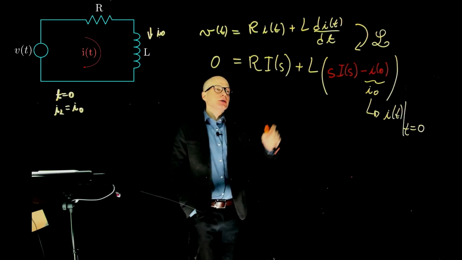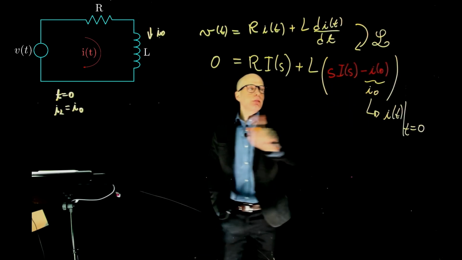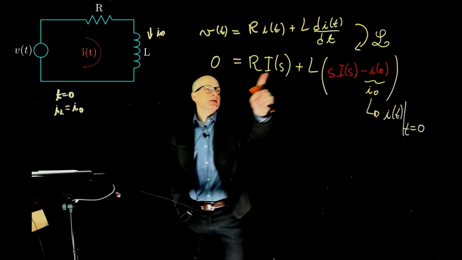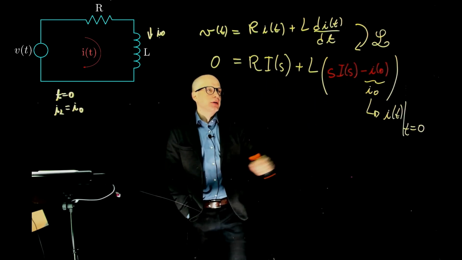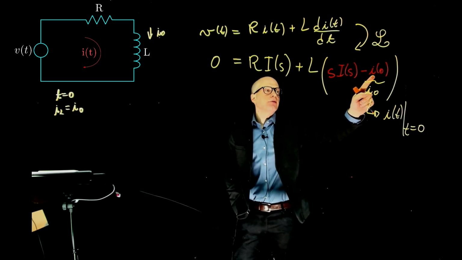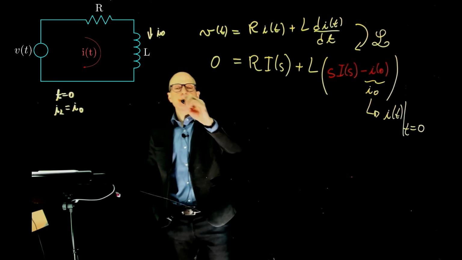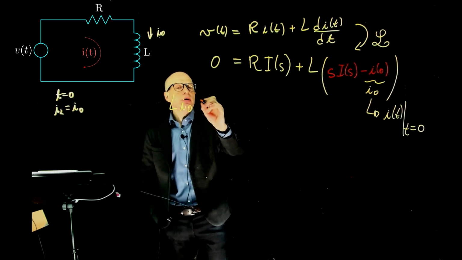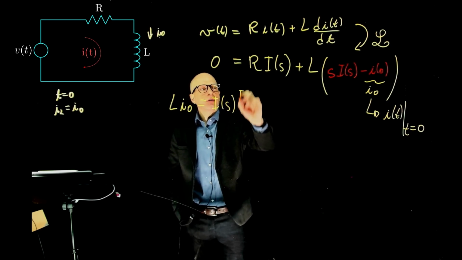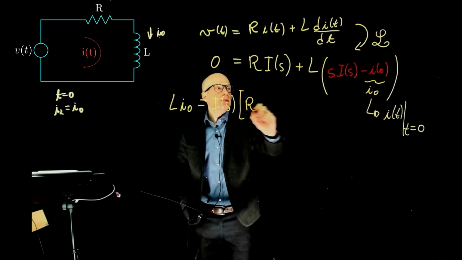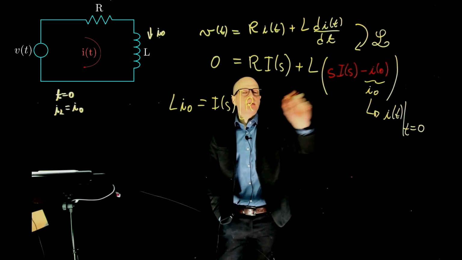So what you can do is multiply this out, move to this side anything that doesn't have I of S, and keep on the other side things that have I of S. So L times I negative I0, move this to the side is L I0. And on the other side, we have I of S that multiplies R and multiplies L times S.